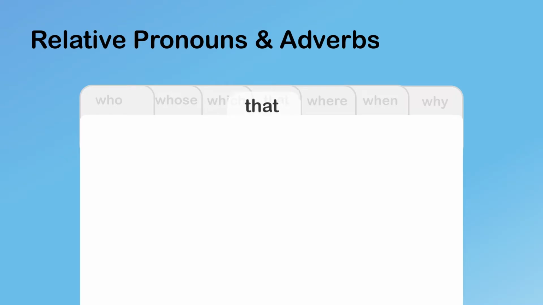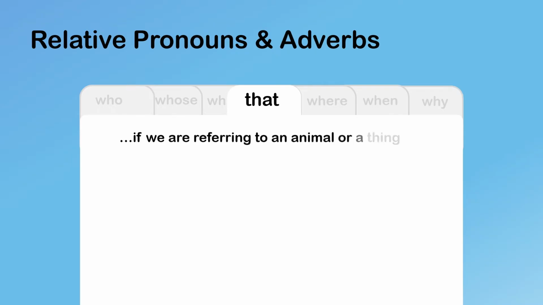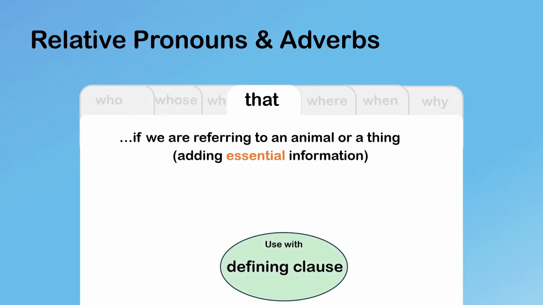Next up is that. Just like which, we use that if we're referring to an animal or a thing. That is used if we're adding essential information. That is, if we're using a defining clause. For example, houses that are near the beach often have great views.